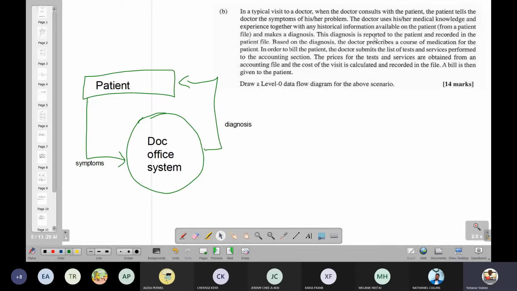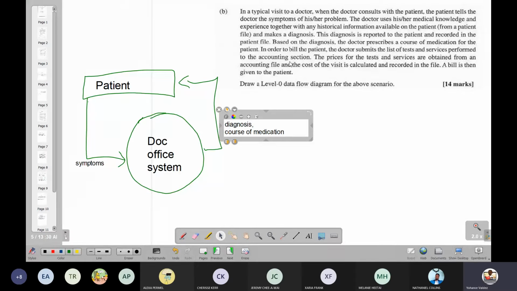and recorded also in the patient file. Based on the diagnosis, the doctor prescribes a course of medication for the patient. So this is also something that comes out of the system, because the patient receives that. In order to bill the patient, the doctor submits the list of tests and services performed to the accounting section.